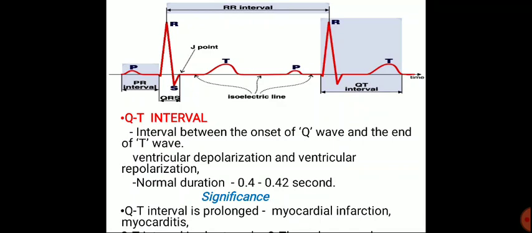Now the ST segment. The ST segment is the time interval between the end of S wave and the onset of the T wave. The point where ST segment starts is called the J point. Normal duration of ST segment is 0.08 second. J point coincides with the end of depolarization and the start of repolarization of ventricle, and this is present at the end of the QRS complex.